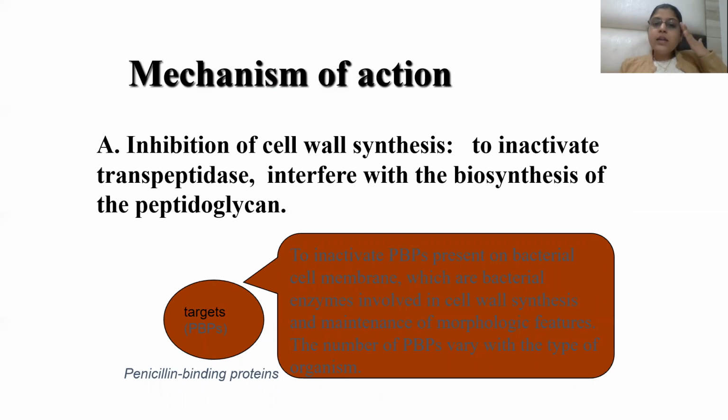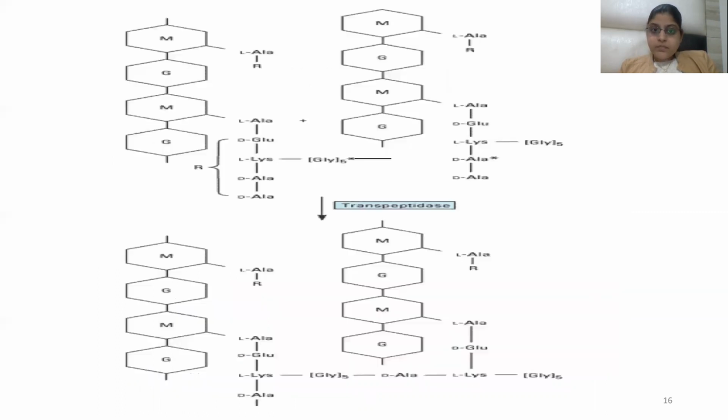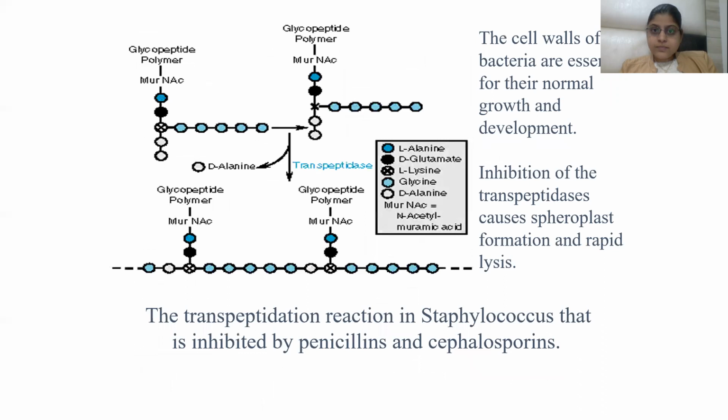This means they will inhibit transpeptidation, and they will also inhibit the penicillin binding proteins, which are responsible for cell wall synthesis in the gram-positive bacteria. Penicillin targets the penicillin binding proteins, and they inhibit the biosynthesis of peptidoglycan. This is the diagram showing N-acetyl glucosamine and muramic acid undergoing transpeptidation, and this transpeptidation is inhibited by the penicillins.